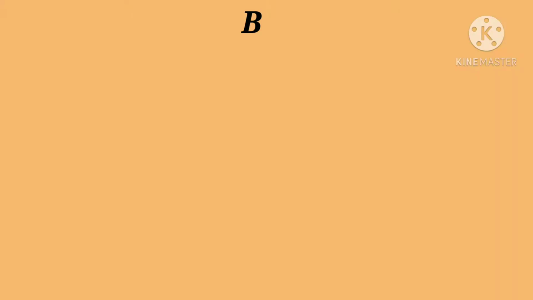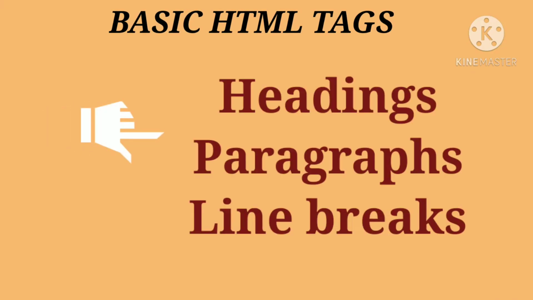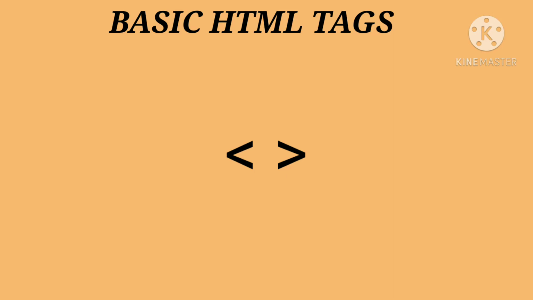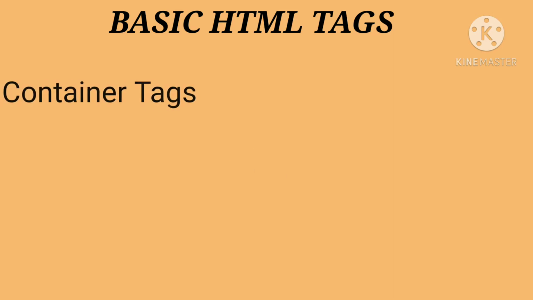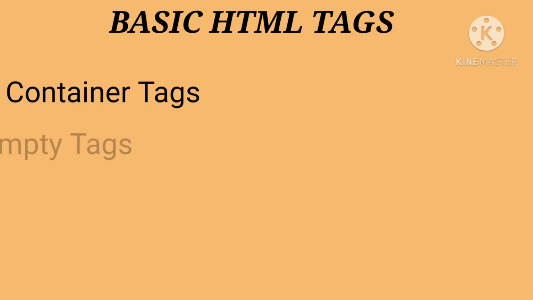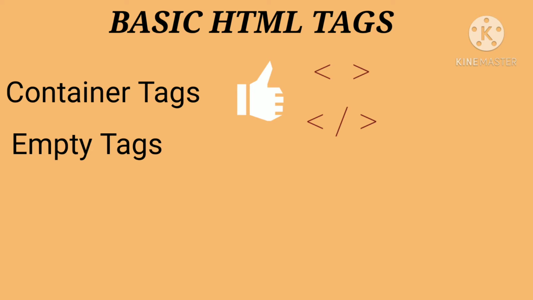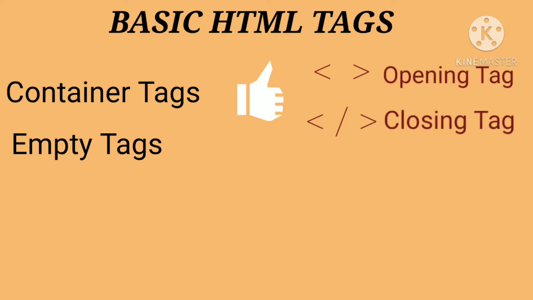The most important tags in HTML are tags that define the headings, paragraphs and line breaks. All the HTML tags are enclosed in angle brackets. There are two types of tags, container tag and empty tag. Container tags are those tags which have both an opening and a closing tag. That's what is called a container tag.